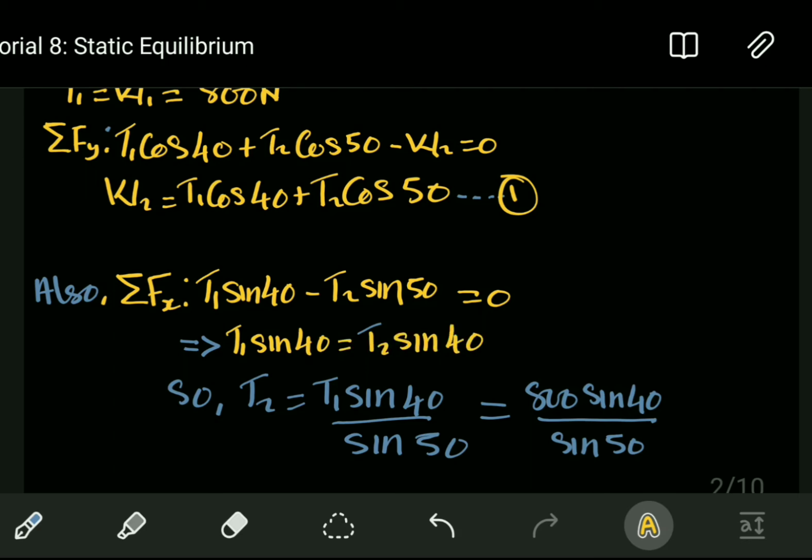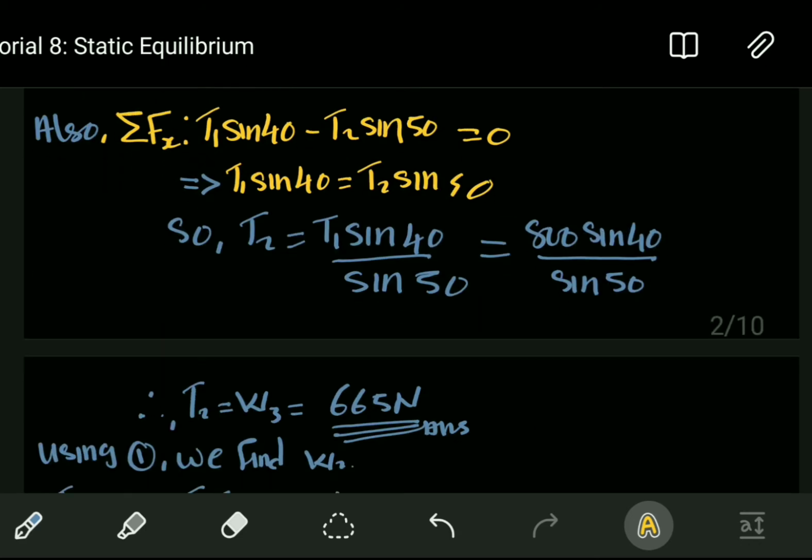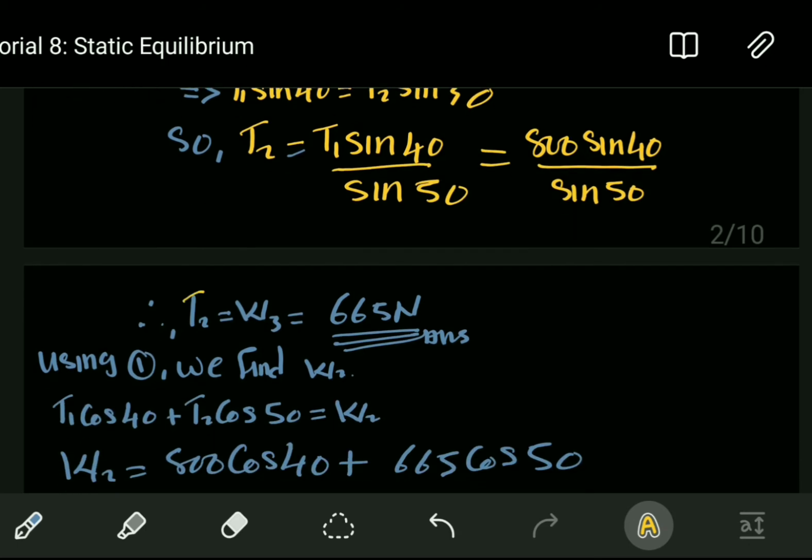implying that T1 sine 40 is equal to T2 sine 50. So there's a mistake here. It's supposed to be sine 50. So T2 sine 50, like that. Therefore we can make an expression for T2 from this. We'll have that T2 equals T1 sine 40 over sine 50, giving us 800 sine 40 over sine 50. Therefore, our T2, which is equal to W3, is going to be 665 newtons.